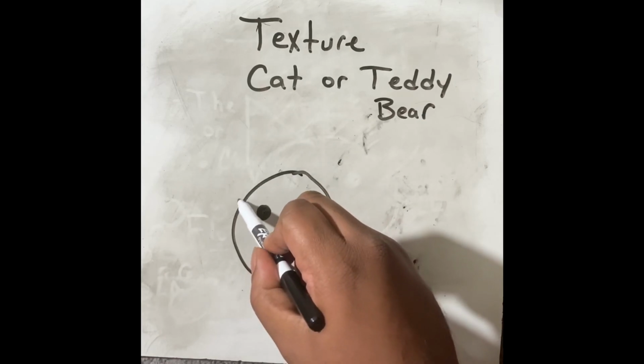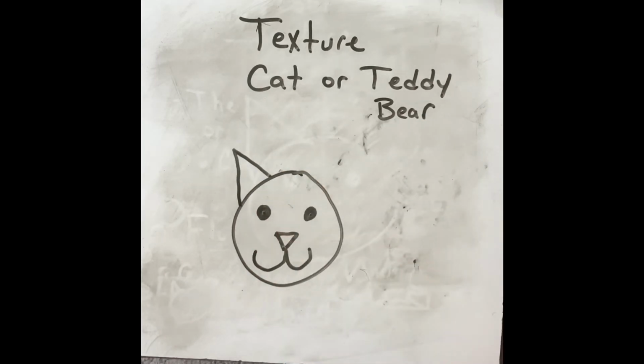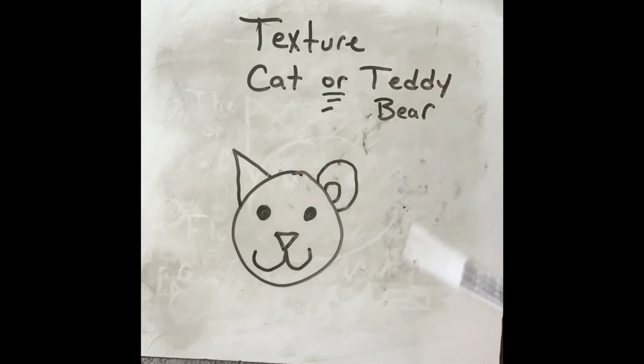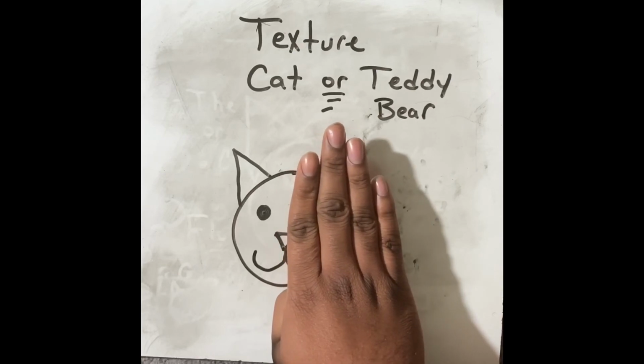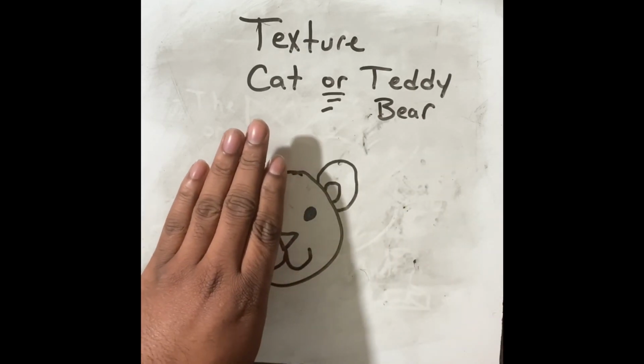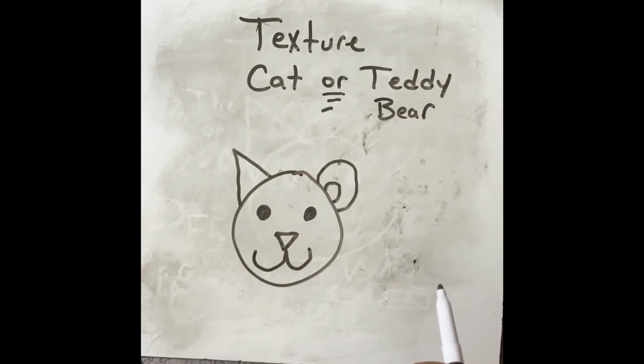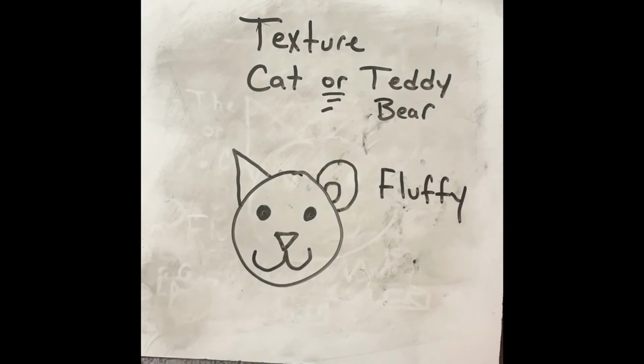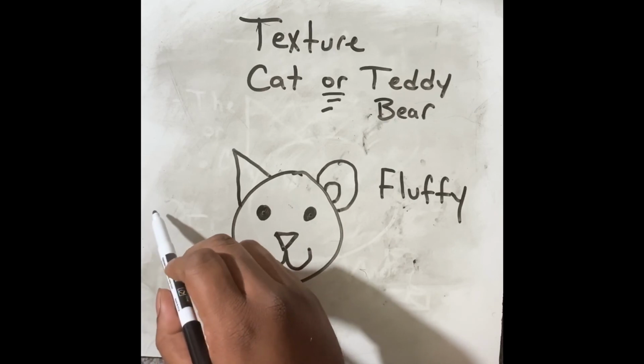Remember, you should be using pencil. So if you want to use a cat, you're going to draw a triangle for an ear. And if you want to use a teddy bear, you are going to use a half circle. So now you should be choosing a texture to represent on your animal. So I'm going to use fluffy for my teddy bear. And then for my cat, I'm going to use sharp.